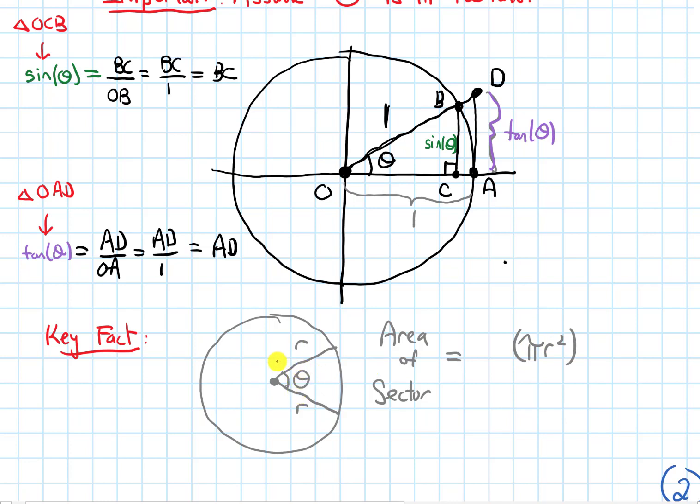So to figure out how much of the whole circle this is, well, this angle is theta. The whole circle is 2 pi radians. So I would need to multiply this by theta over 2 pi. And that is the formula for the area of a sector.